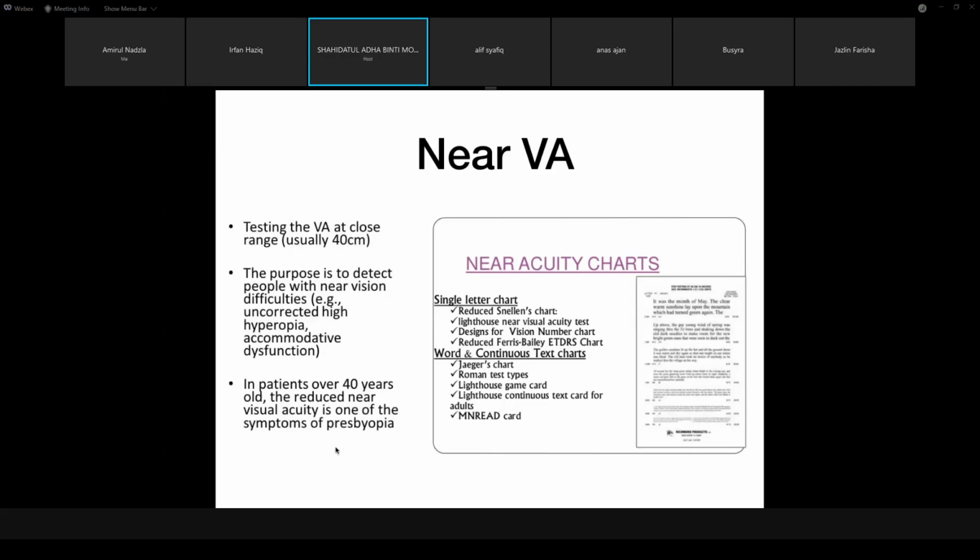So you can have a look at this near acuity chart, the Jaeger chart. You can ask at the clinic. You can ask our optometrist, can we see the near chart? So we will ask the patient to hold at the most comfortable near distance, and then we will ask them to read which line they can read, and then we can add in the power for the near vision accordingly.